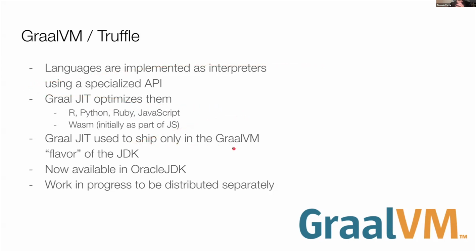So you get great performance, state-of-the-art performance for the JavaScript implementation, great performance for Ruby, for Python, for R. And there's also a Wasm implementation called Graal Wasm that was initially, it's still shipping as part of JavaScript, but you can also use standalone. GraalJIT used to ship only in the GraalVM flavor of the JDK distribution, call it as you want. It's also available now behind a flag in the Oracle version of the OpenJDK. And there's also work in progress to be distributed separately.